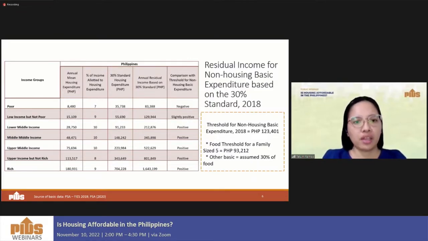And from that, and also income, we were able to generate the annual residual income based on the 30% standard. So this is also the income that is left to be allotted to non-housing basic expenditure. We then compared the values with those of the threshold, or the minimum non-housing basic expenditure, which includes food and non-food items. All right, so in the last column of this table, you will notice that the poor and the low income but not poor seem to be vulnerable to housing stress. This is because their annual residual incomes fall below, or just a little above, the threshold or the minimum non-housing basic expenditure.